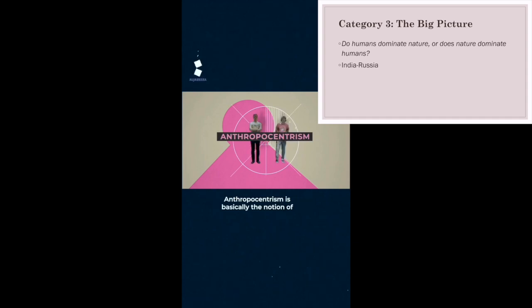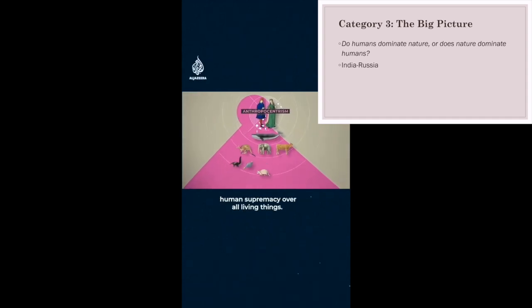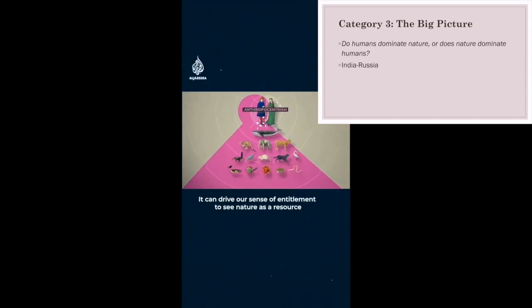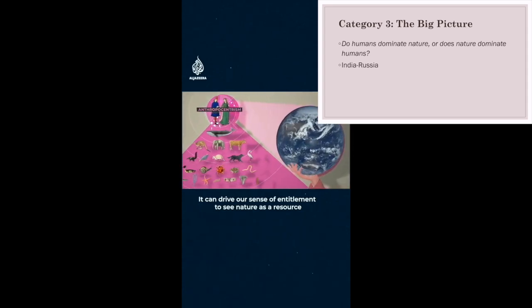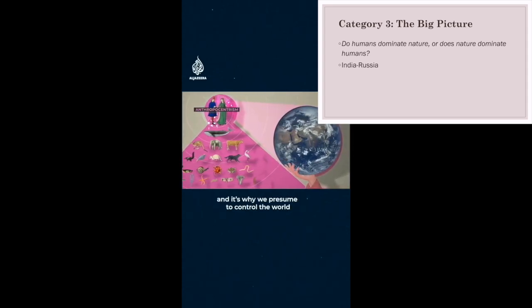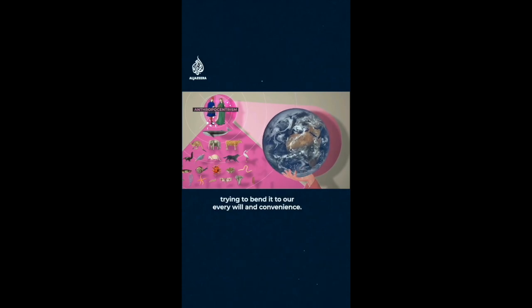Anthropocentrism is basically the notion of human supremacy over all living things. It can drive our sense of entitlement, to see nature as a resource, and it's why we presume to control the world, trying to bend it to our every will and convenience. In a dominant worldview, we see humans as being fundamentally separate from nature.